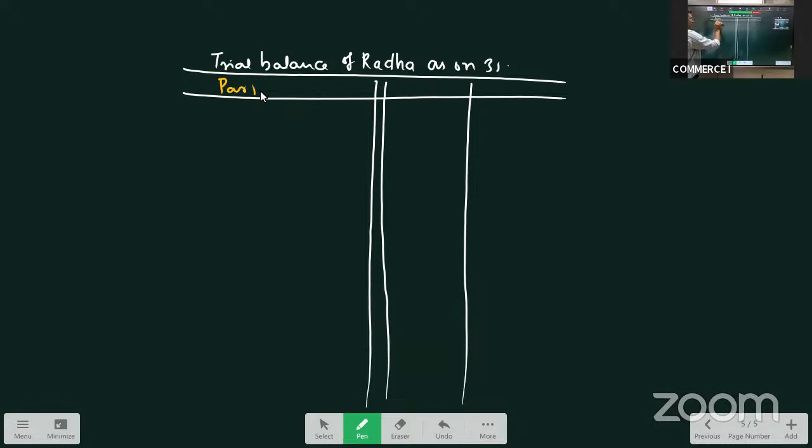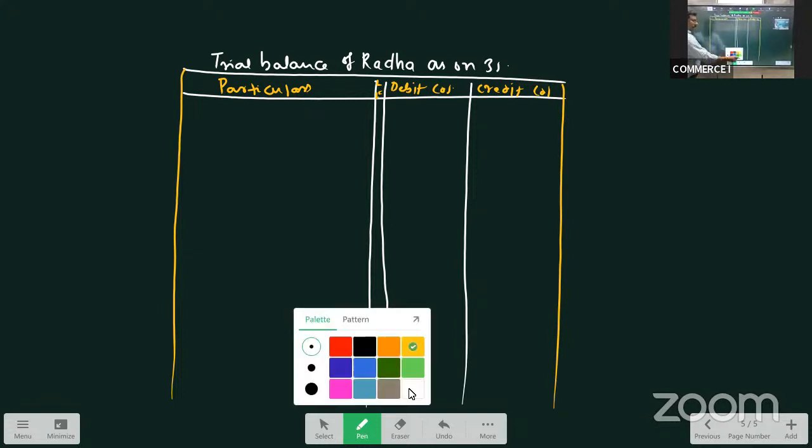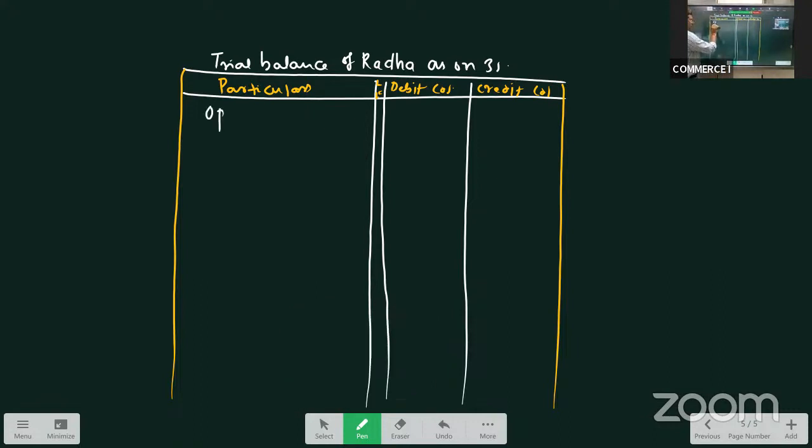We have particulars. We have debit column. We have credit column. Okay. So let us see what are the items given. Opening stock. Opening stock is an asset. So we'll take it on the debit side.